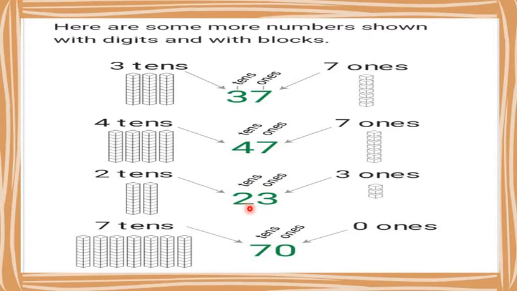Then we have the number 23. So 2 stands on the place of tens. So we can say that 2 tens and 3 ones. 23 is equal to 2 tens and 3 ones. Then we have the number 70. So we can say that 7 tens and 0 ones. 70 is equal to 7 tens and 0 ones.